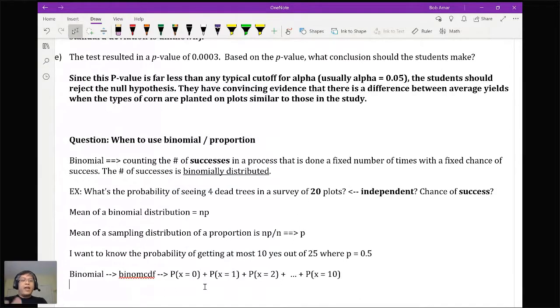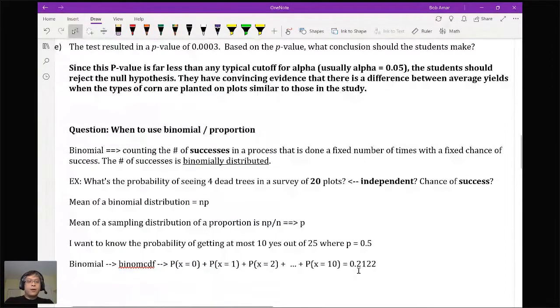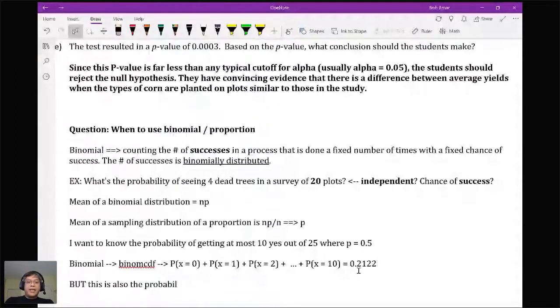Okay. So the probability of getting at most 10 yeses out of 25 where p equals 0.5. I can use Binomial to do that. I don't want to burden you with the calculator command, but Binomial would give you 0.2122. Okay, but this is also the probability of p hat less than or equal to 0.4, right? When p equals 0.5 and n equals 25, right?